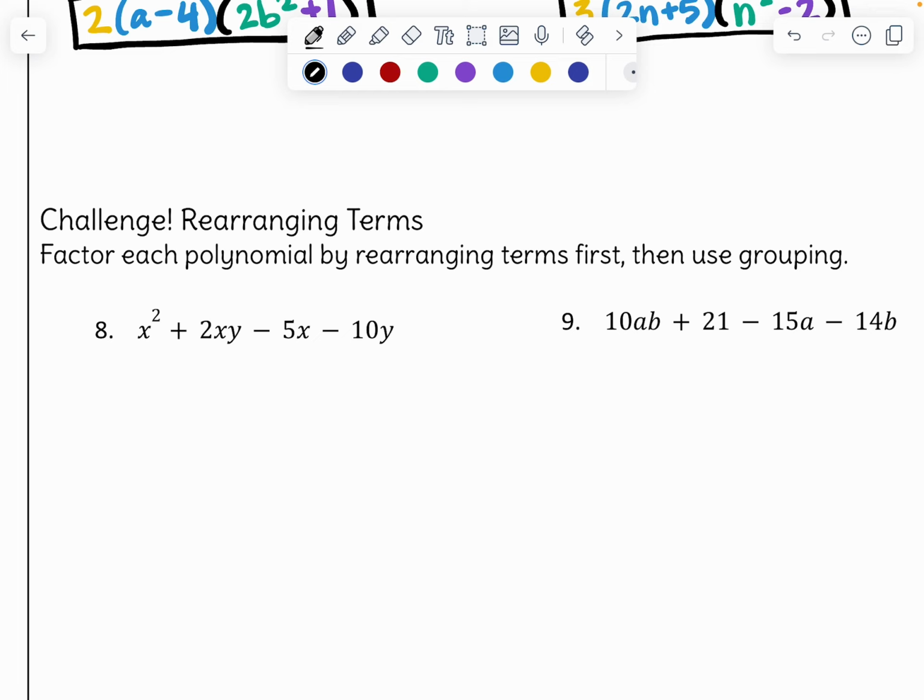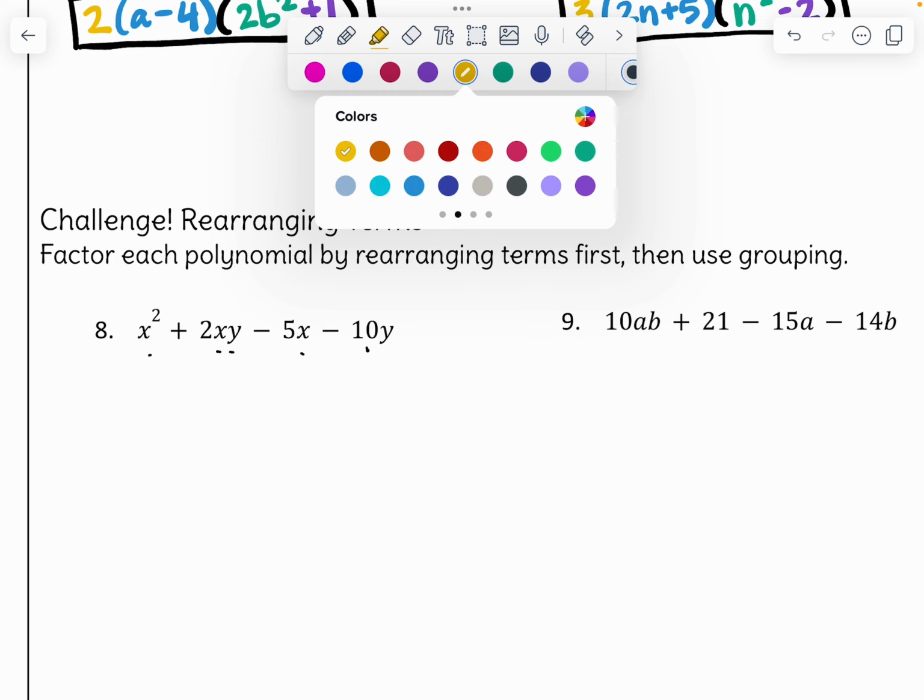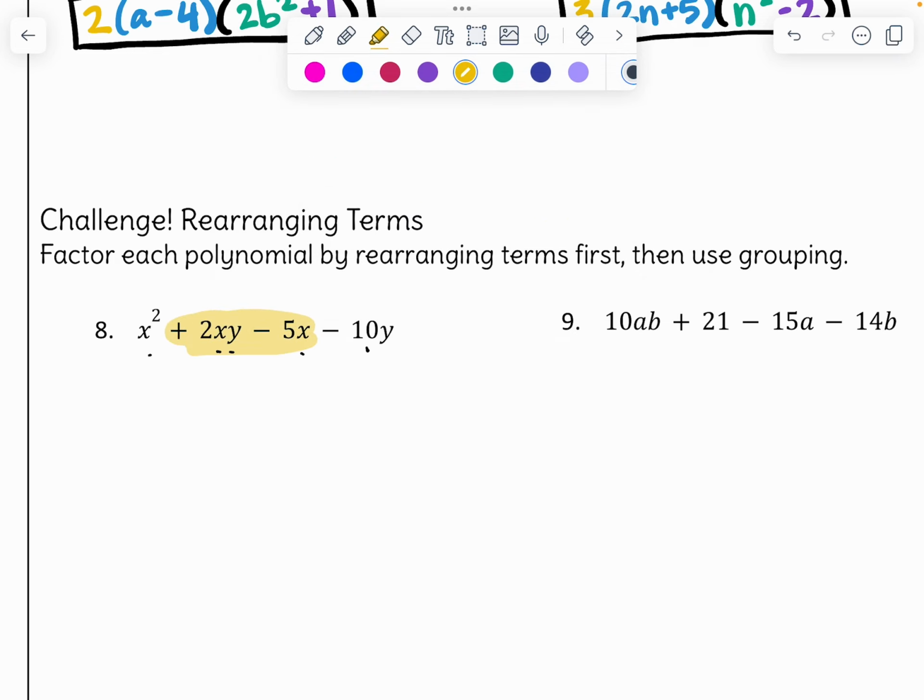Now, I can see that these 3 have x, and these 2 have y. And if I'm going to factor by grouping, it would make more sense if I switched these middle 2 terms, because then I would have 2 x's on the left and then 2 y's on the right. So let's rewrite this as x squared minus 5x, because the minus stays with the 5, plus 2xy minus 10y. Now factor by grouping.